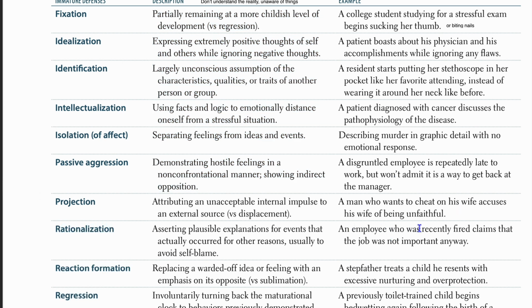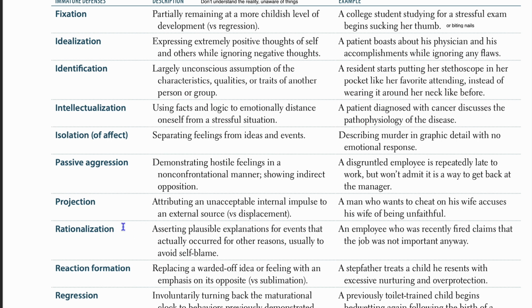Rationalization. An employee who was recently fired claims that the job was not important anyways. Right. So that's sort of like, there's a story in India. It's about how a fox was trying to get a fruit from the tree, but then he couldn't get it. So then it's like, it looks pretty sour anyways, and walks away. So asserting a plausible explanation for events that actually occurred for other reasons. It's because the fox couldn't make it, right? Usually to avoid self-blame, he doesn't want to admit that he can't climb the tree, or the fox couldn't climb the tree or something.